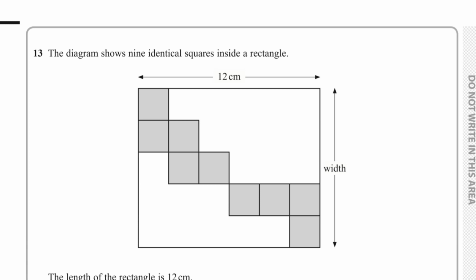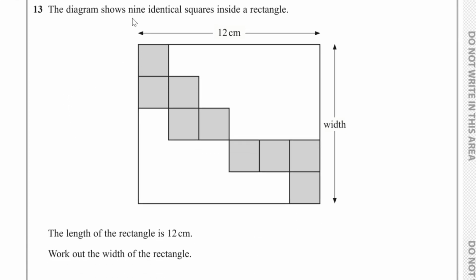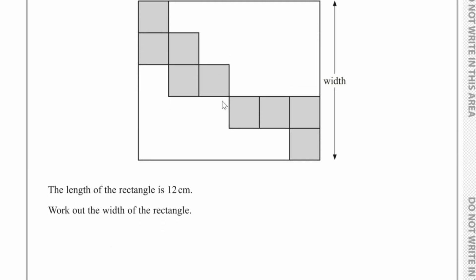Question number 13. The diagram shows 9 identical squares inside a rectangle, and the length of the rectangle is 12 centimeters. We have to work out the width of the rectangle. Well, in terms of the length, we have 1, 2, 3, 4, 5, 6 squares across. So we can use this information to find out the length of the side of the square. So we can divide 12 by 6.